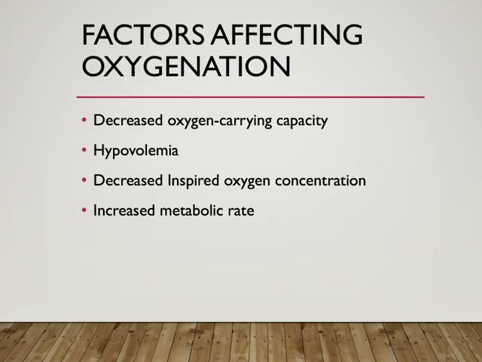Factors affecting oxygenation. Sometimes you have a decreased oxygen carrying capacity. Sometimes you have hypovolemia, which is decreased circulating blood volume. It results in hypoxia to the tissues. The body tries to adapt by vasoconstriction when you have decreased volume. So in an attempt to maintain the blood pressure or blood to the major organs and brain, everything vasoconstricts and shifts the blood flow to the major organs, and your periphery gets vasoconstricted, so it doesn't get as much oxygen to it.